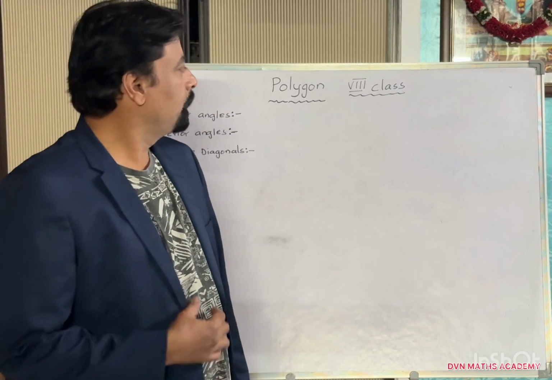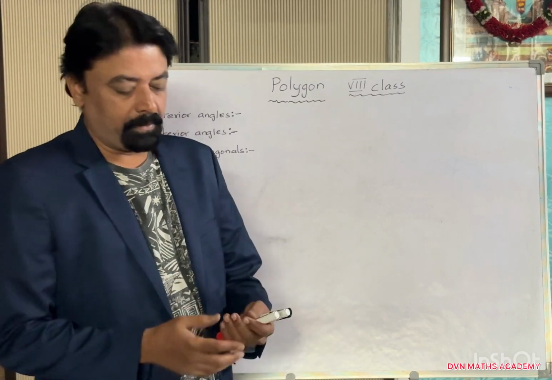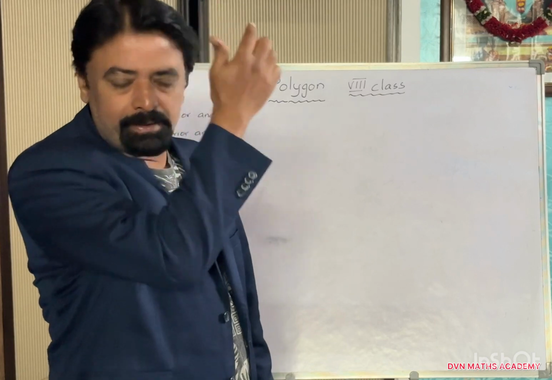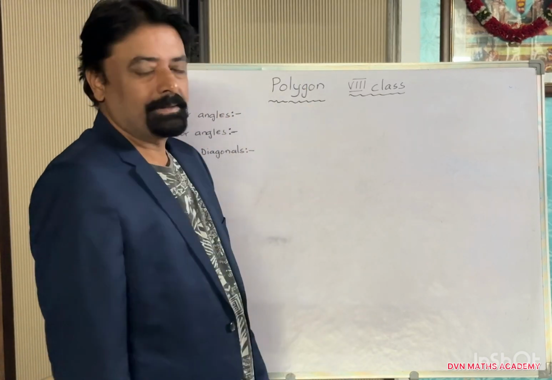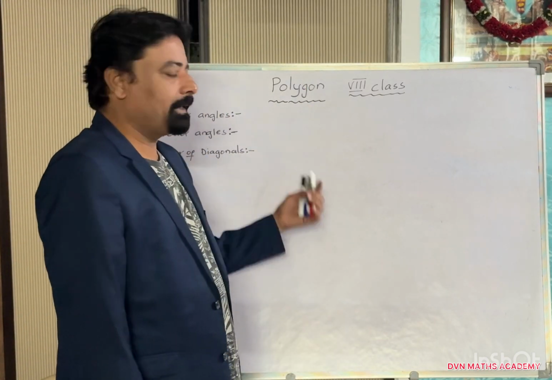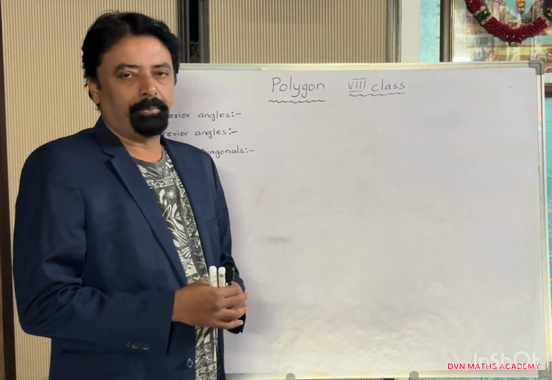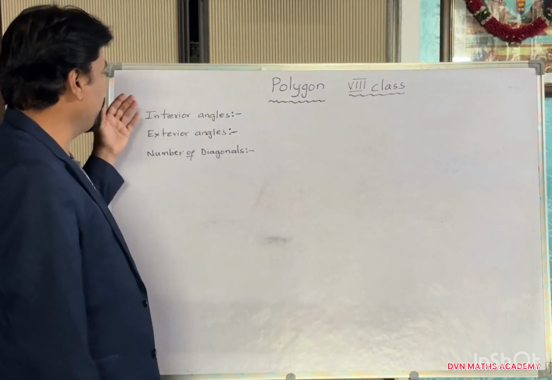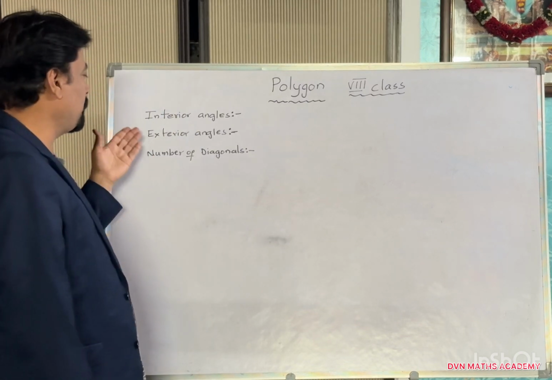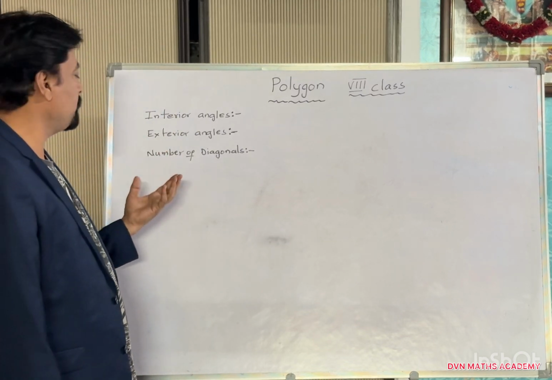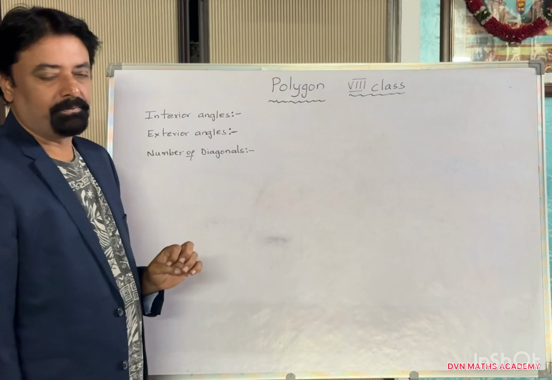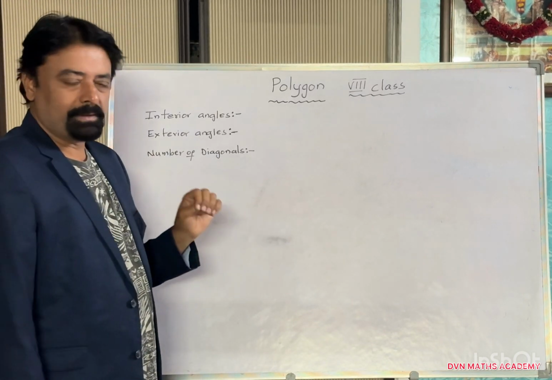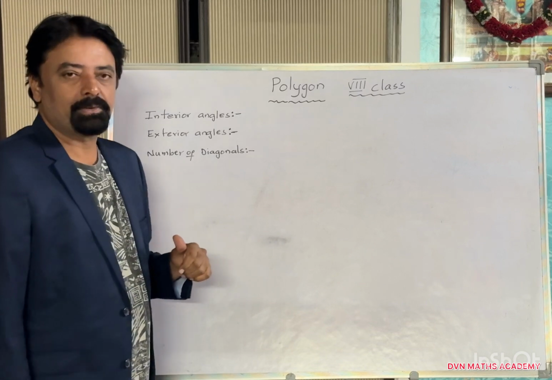Hello. In this class, today we are going to discuss one of the important topics for 8th class students, that is polygons. Polygons is one of the interesting and very important topics. So today we are going to discuss polygons: what are the interior angles of a polygon, what are the exterior angles of a polygon, and the number of diagonals of a polygon. These three topics are very interesting and very important for 8th class students.